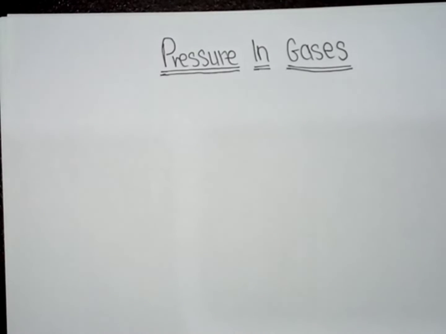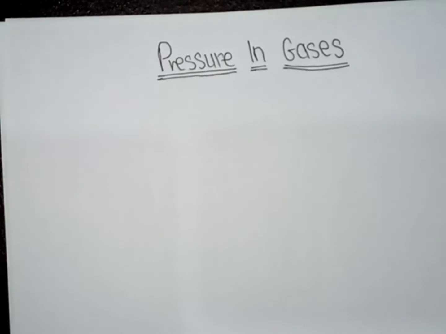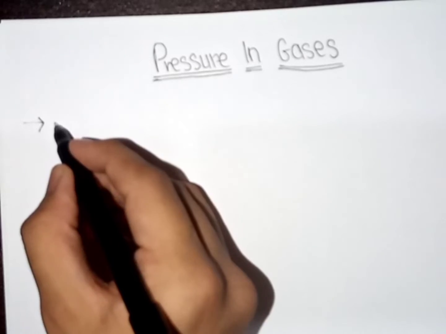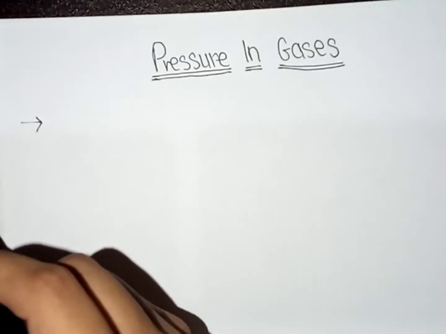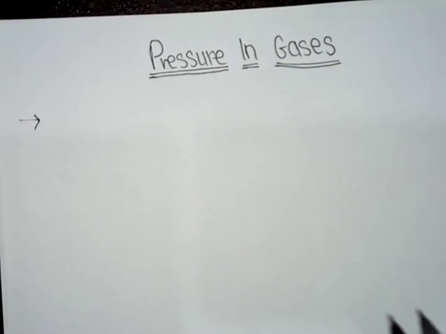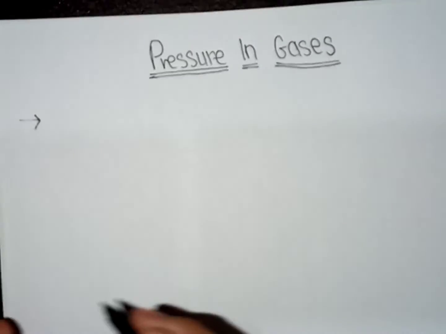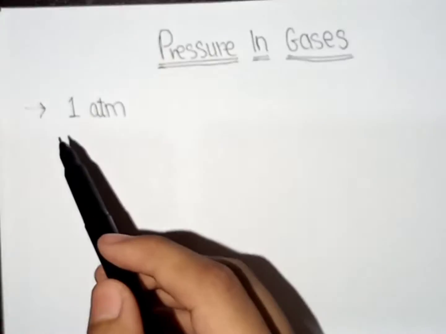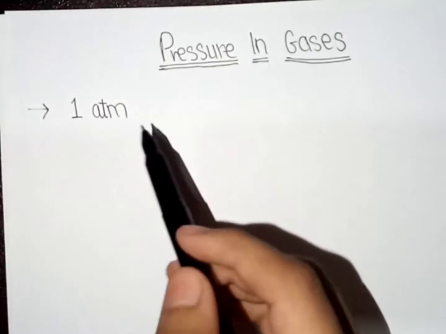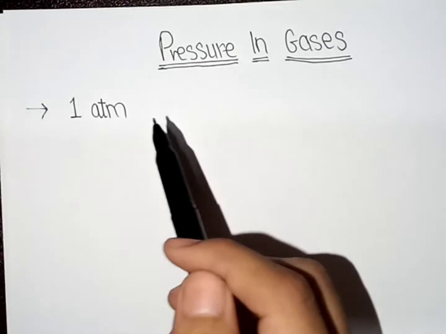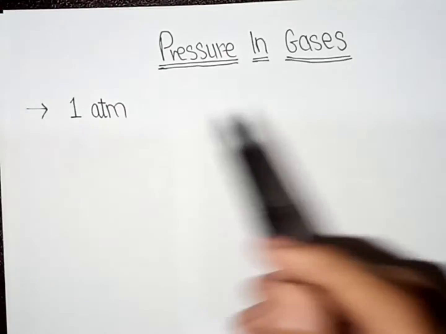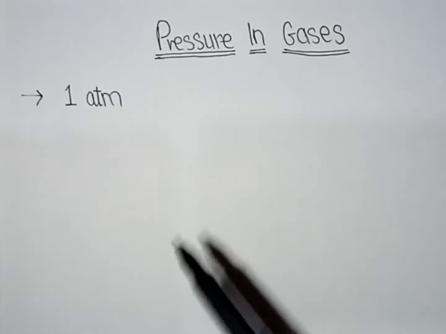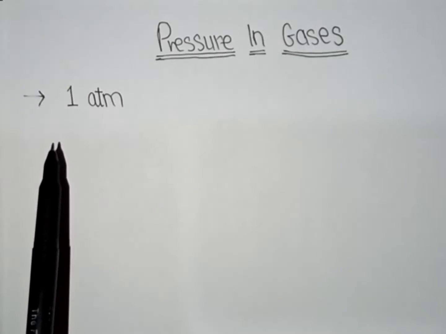Now I'm giving you one example. You need to understand the value of atmospheric pressure. It is always 1. So 1 atm, the atmospheric pressure's value is always 1. You need to remember it. As we are talking about gas, the air is included, and for air the atmospheric pressure is always 1.